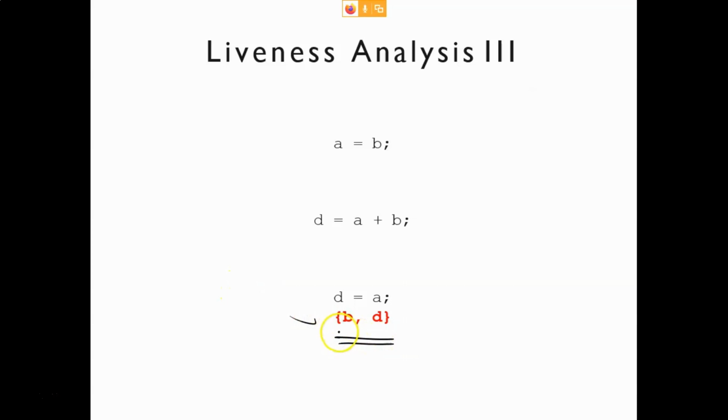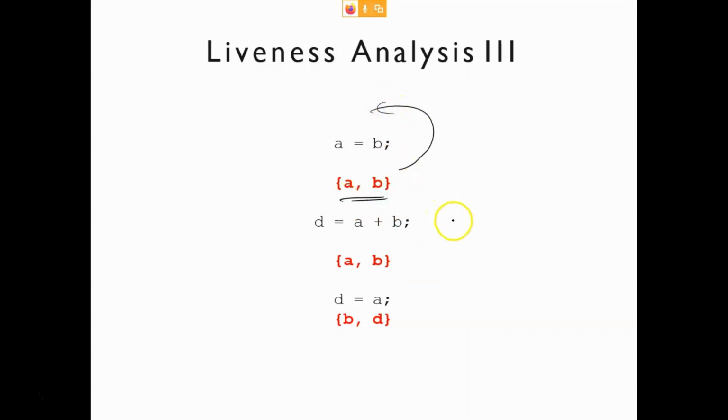B, d is there. This is the set of live variables initially. Now before this statement, what will happen? You will include a, you will remove d. Before this, what will you do? You will include a, b and you will remove d. So this is what you will get. Before this, you will include b, you will remove a. So this is your liveness analysis for the third time.